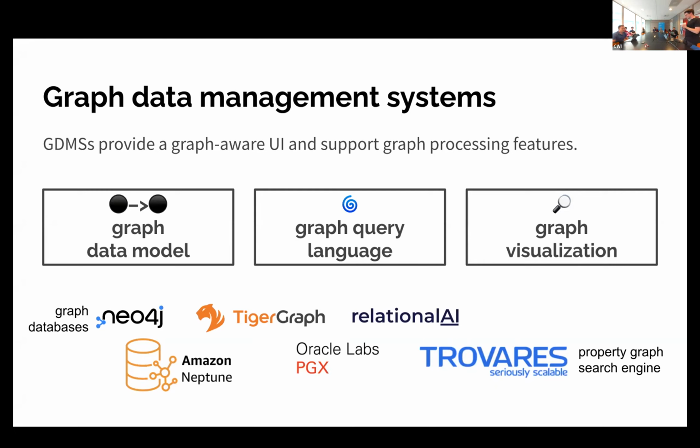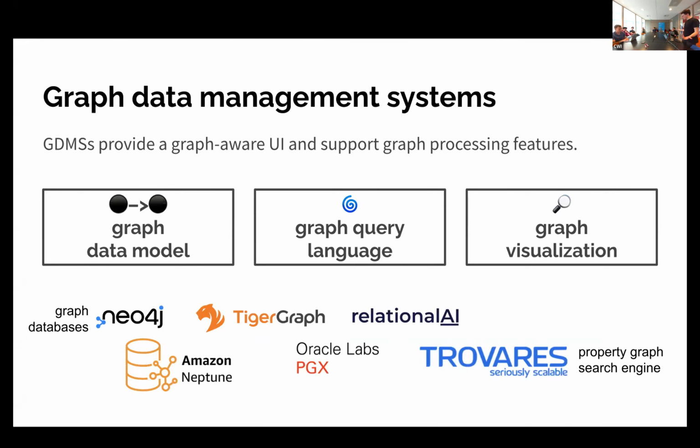Thanks. So Travaras is a graph search engine. It's kind of easy to think about it like a Spark for graphs. So it's not necessarily a database management system. It's a query engine on top of a snapshot of graph data.